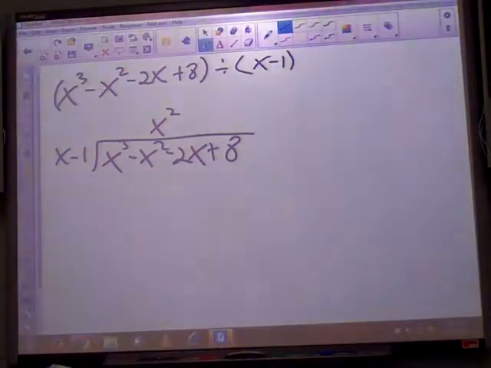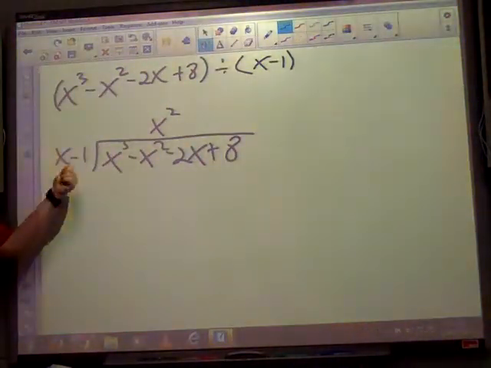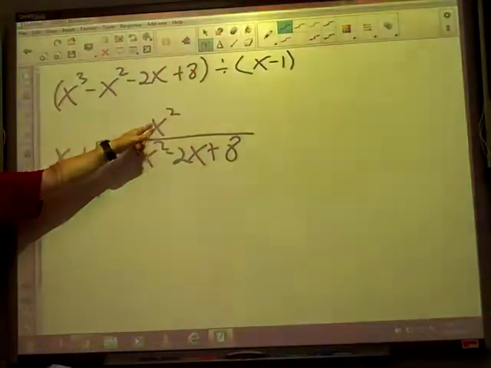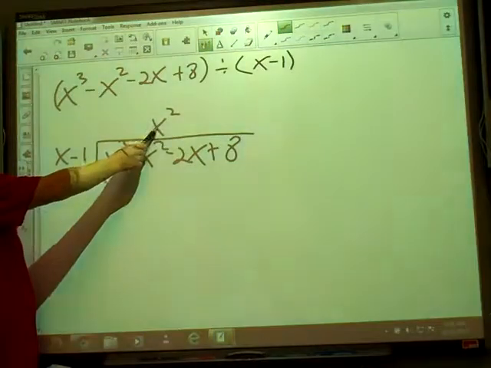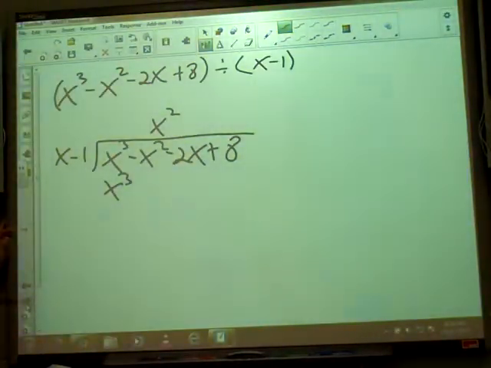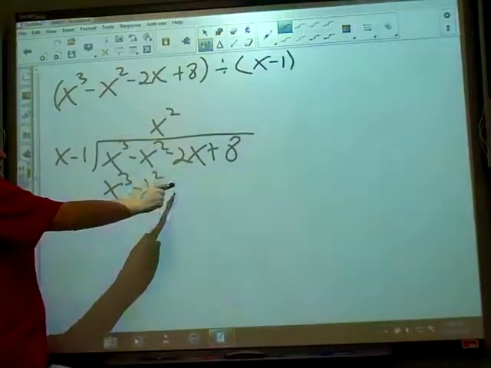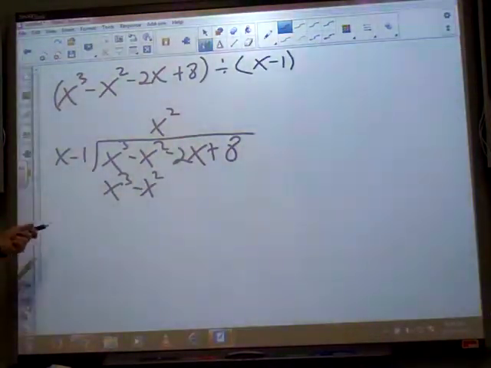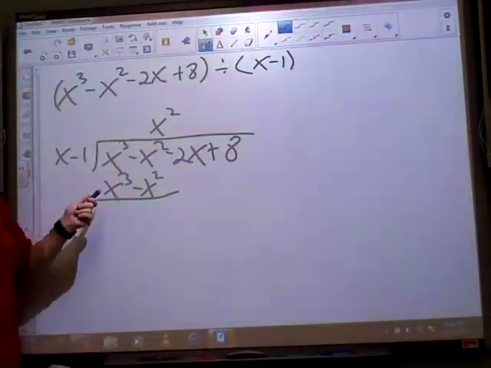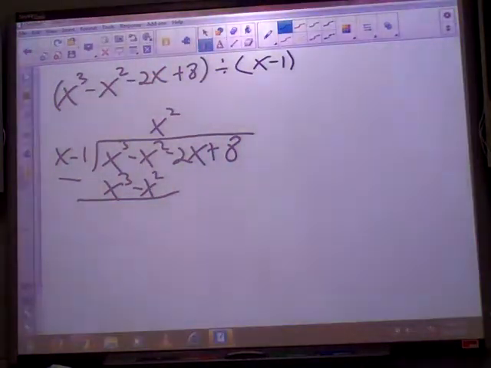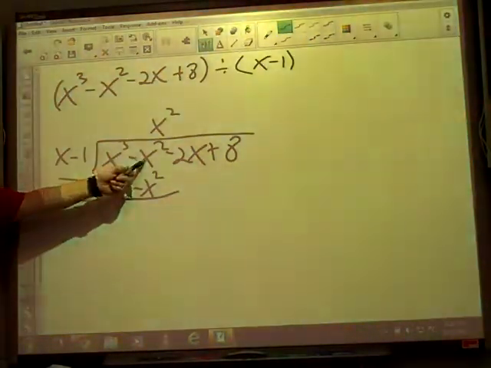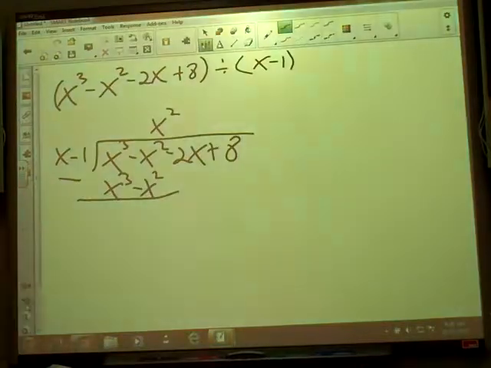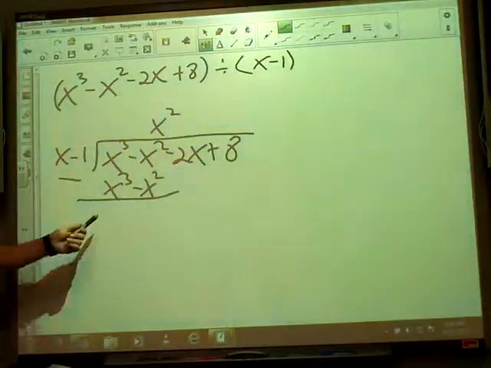Multiply that. Now we distribute that x squared to both of these out here. X squared times x, x cubed. X squared times negative 1, minus x squared. Good. What happens when you subtract right there? Nothing, it just comes out to 0. Everything goes away. X cubed minus x cubed is nothing. Negative x squared minus negative x squared is also nothing.